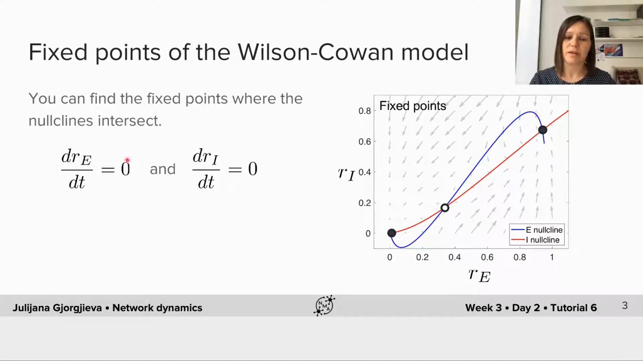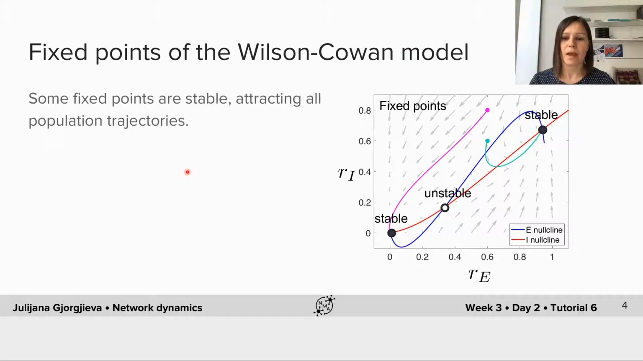Because the fixed points are defined as the set of points where both the excitatory and the inhibitory populations don't change in time, you probably guessed that the fixed points are exactly the points where the two null lines intersect. This is denoted here by the 3 different circles. They correspond to the points where the two derivatives are both equal to 0.